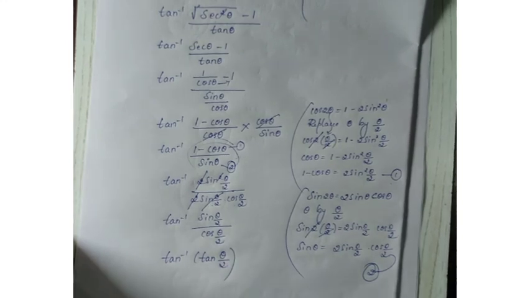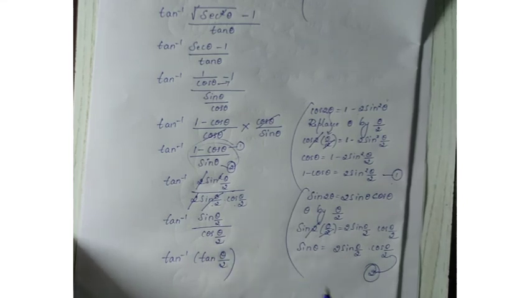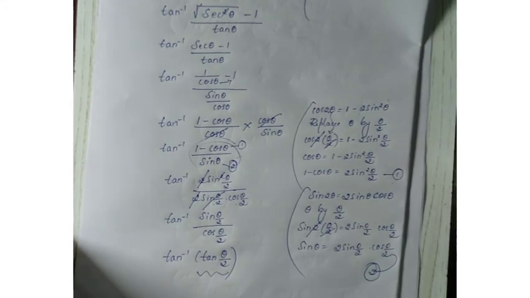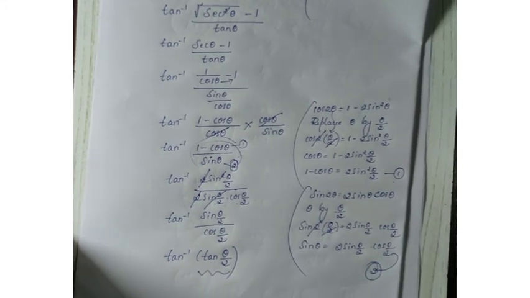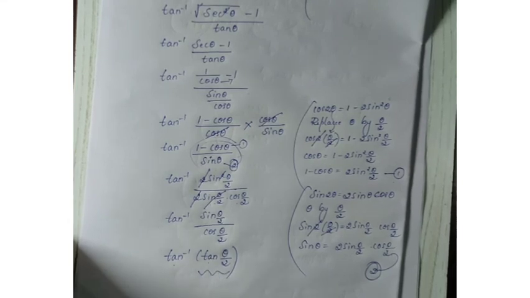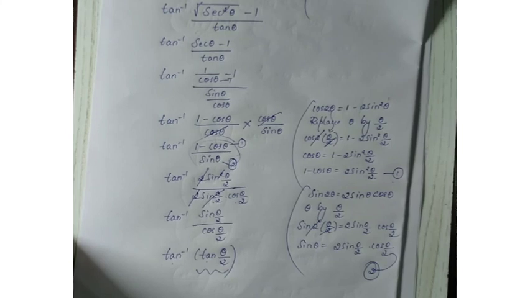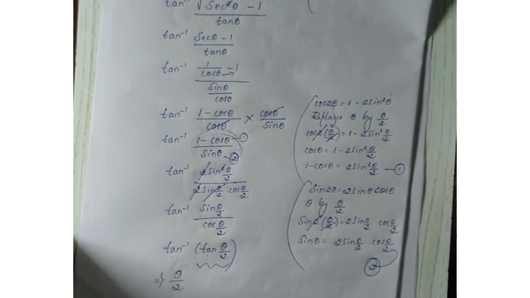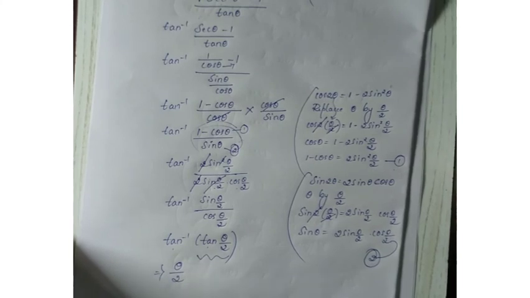We are at the end of the problem. So as I said, we have converted the term in the form of tan function. Fine. Therefore, now what you can do is, tan inverse and tan are inverse to each other. Therefore, they will cancel out, right? Therefore, what will be the remaining? Remaining is theta by 2.